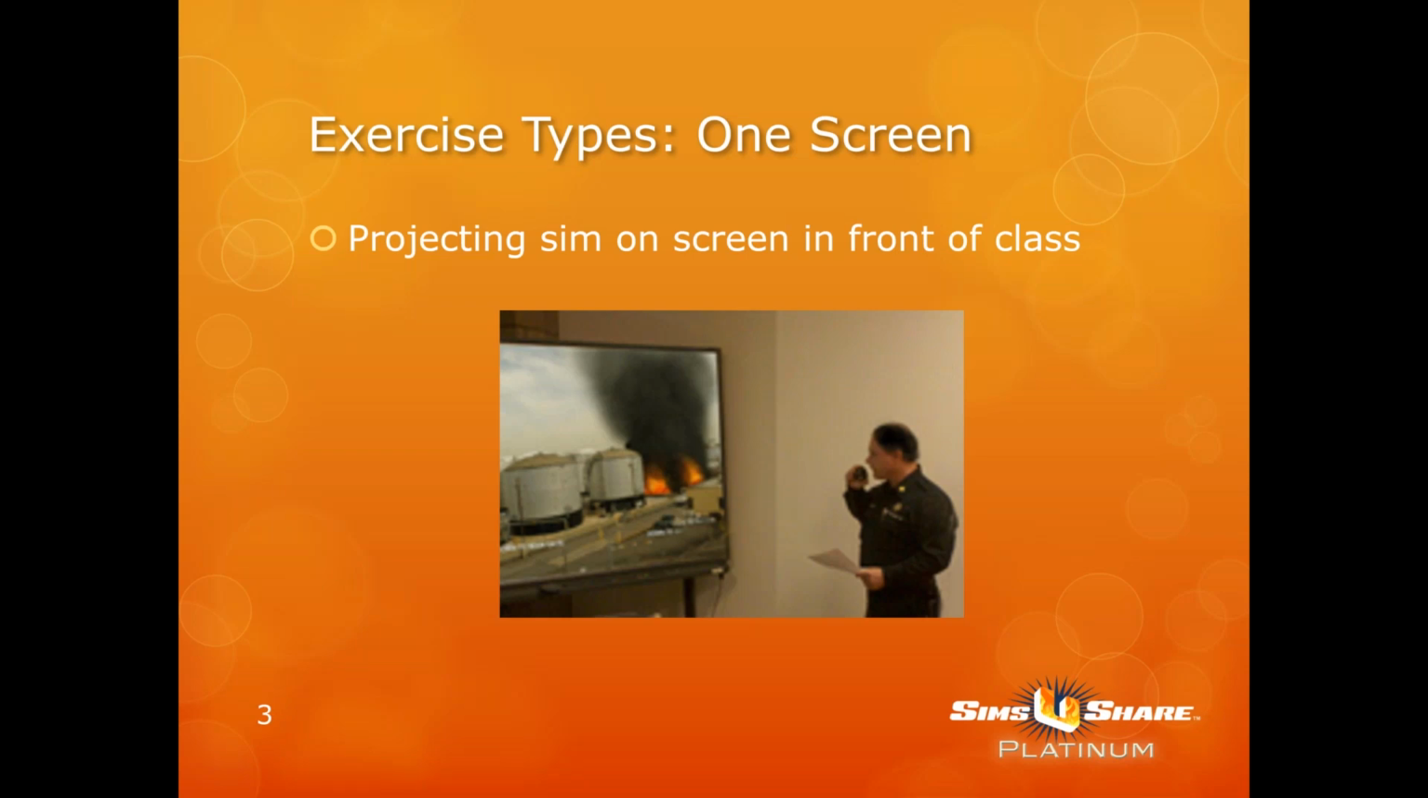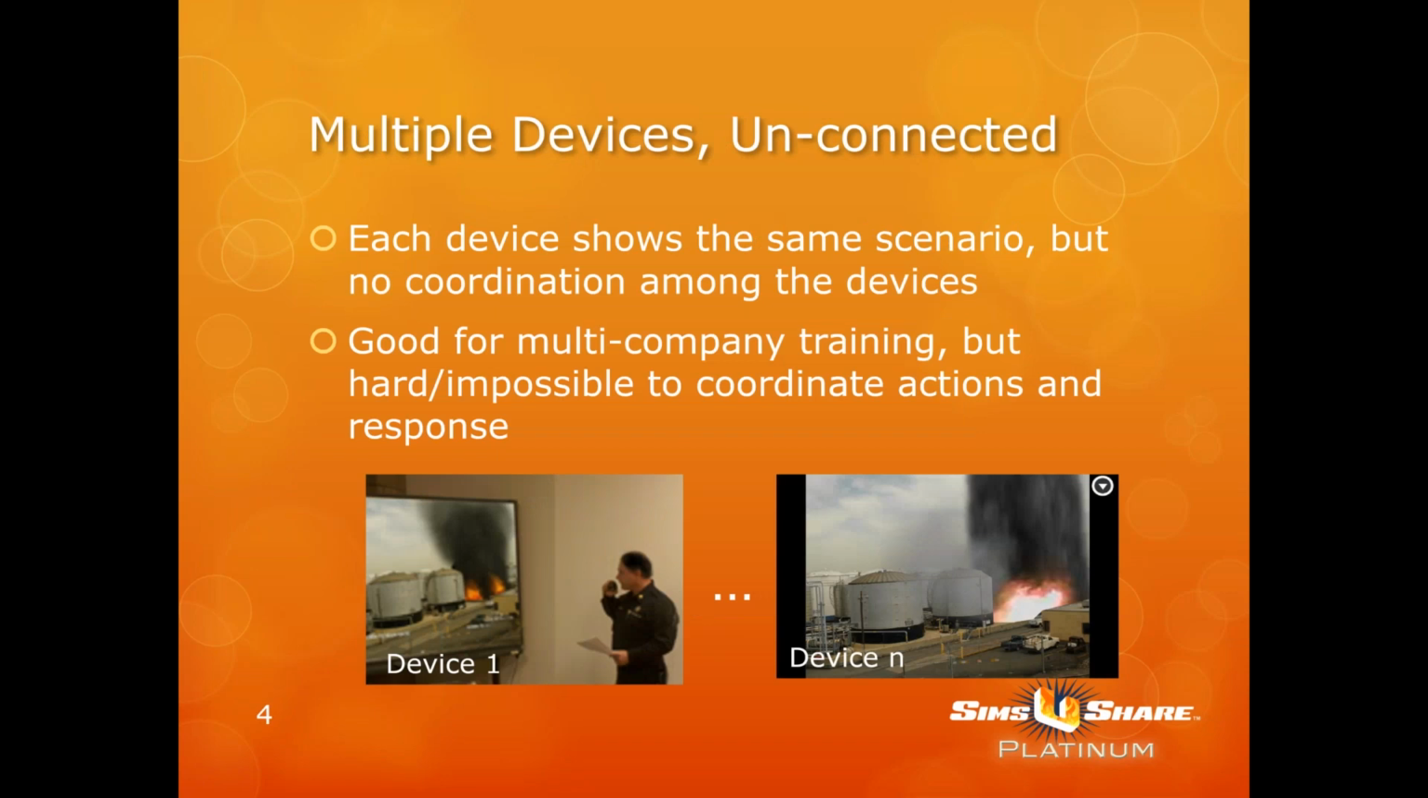Now, when you want to do multi-company drills, you might have several devices in the room, and each device has loaded the same scenario, the same simulation. But the devices themselves are not connected to each other, meaning that if you make a change, let's say an evolving condition in one, you would have to, on the other device, click a button to evolve the condition or have it set by time on the other device. So this is good for multi-company training, but it's very hard to actually coordinate any actions and responses.